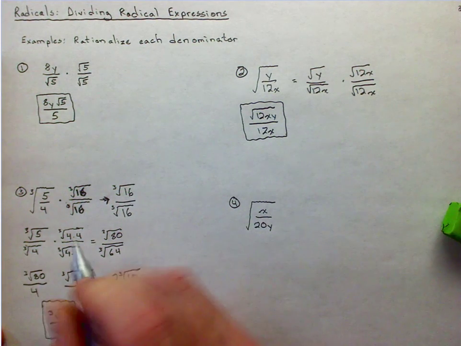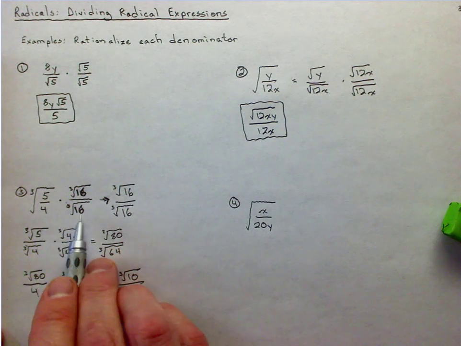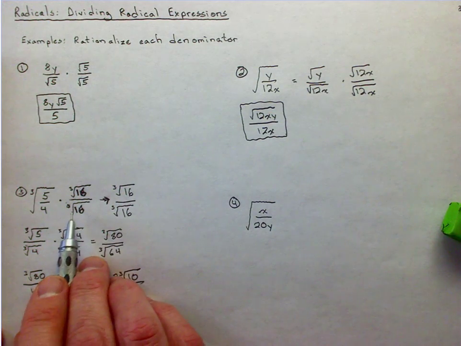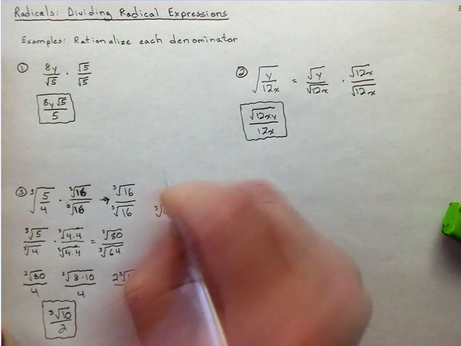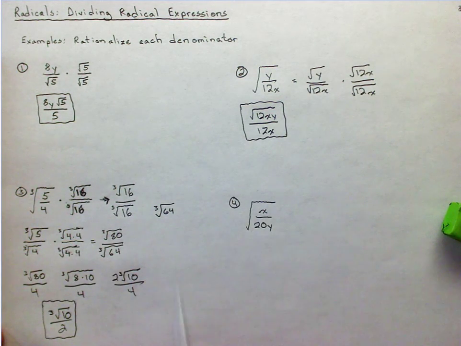The cube roots can get you. Remember, it's not as simple as saying multiply by the cube root of 4. I need to turn it into a perfect cube. What I was looking for is this. What is the cube root of 4? Well, 4 times 4 times 4.